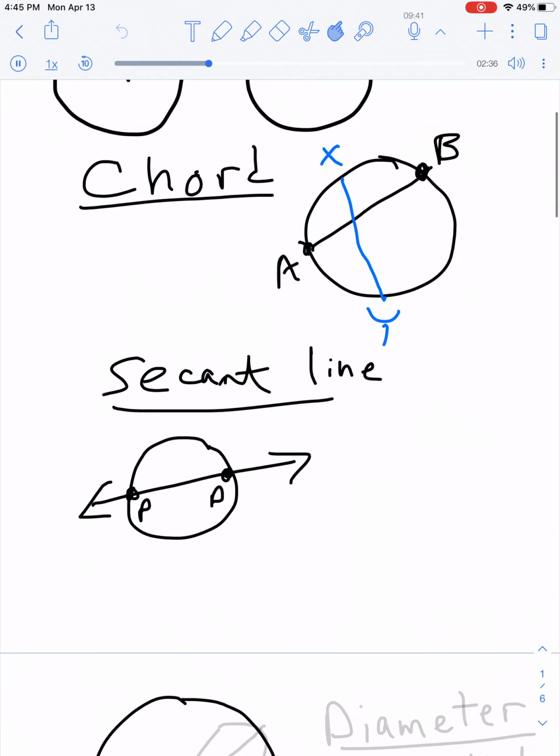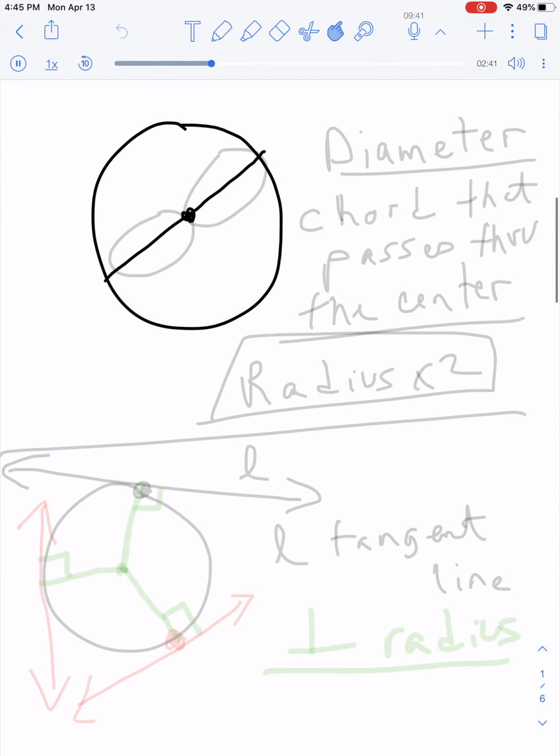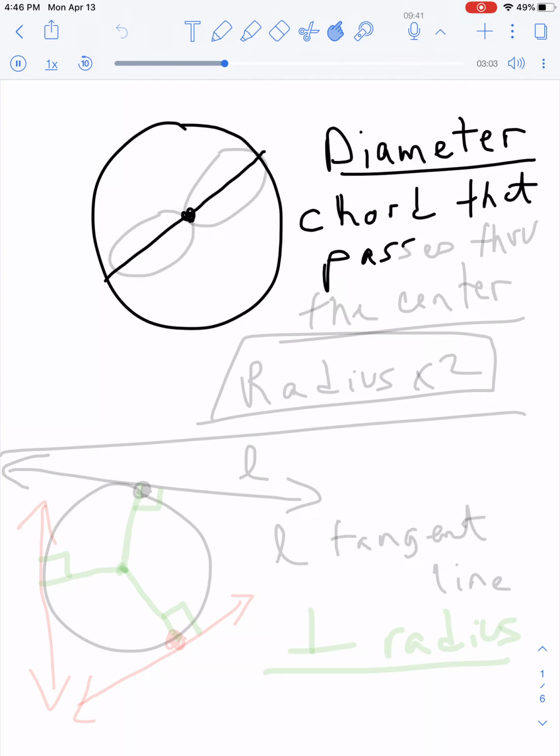Now if we take a very long chord, for example, where would the longest chord in a circle be? It'd have to go through the center of the circle. That would be the diameter. The diameter is the longest chord of a circle. It is a chord that passes through the center. So it's a chord that passes through the center.